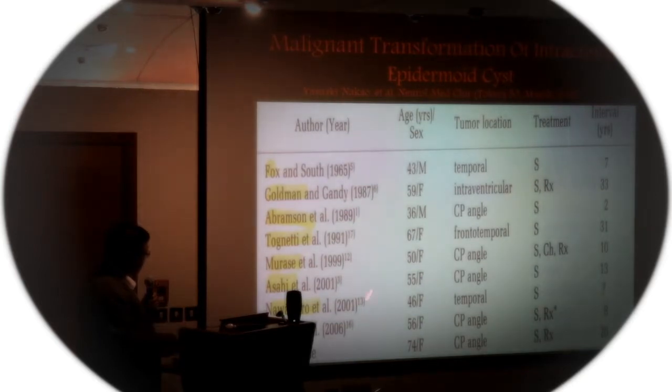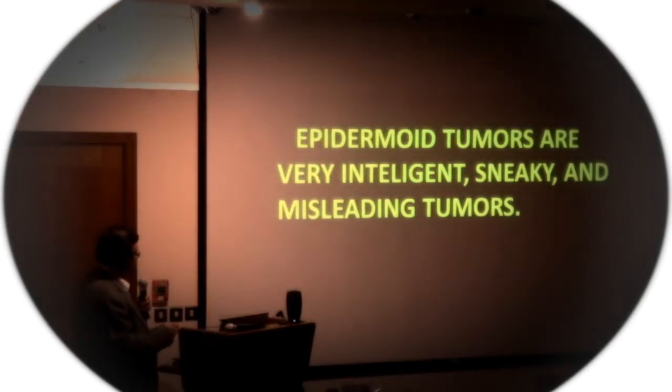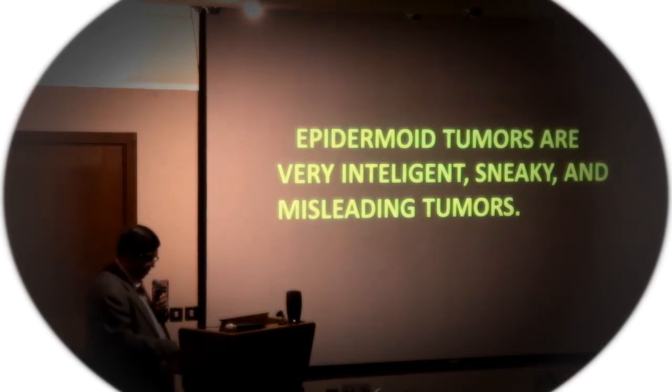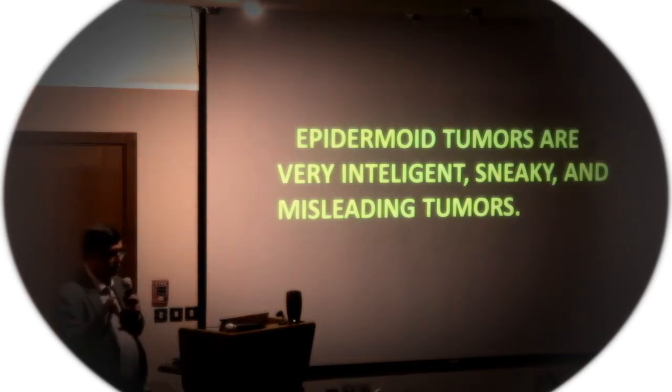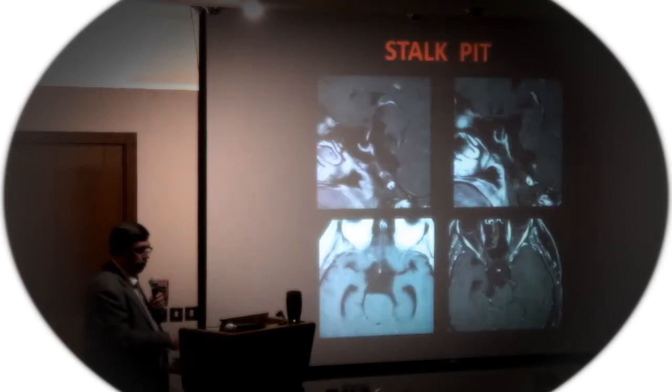And these are the list of the malignant formation of these tumors. So they are real malignancy. As I said before, they are very intelligent, they are sneaky, and they are misleading. They don't push things. They wrap themselves around the things, roots or nerves or vessels, and they take these vessels with them wherever they go. So they look into the darkest places in the brain.